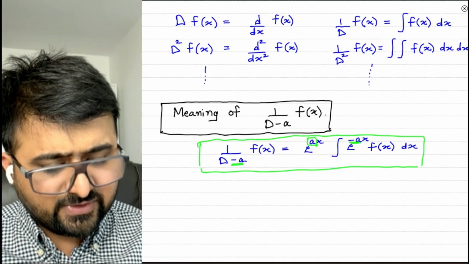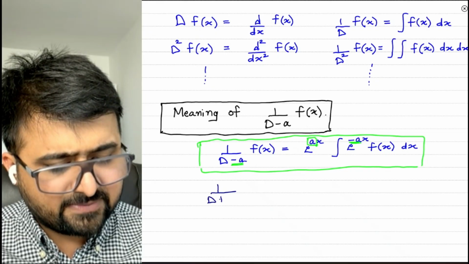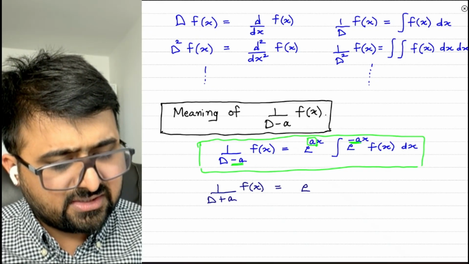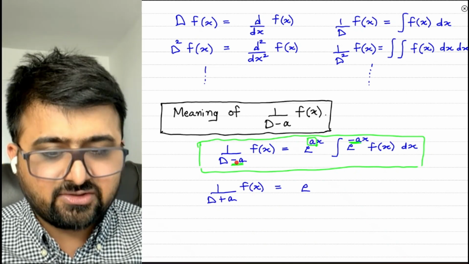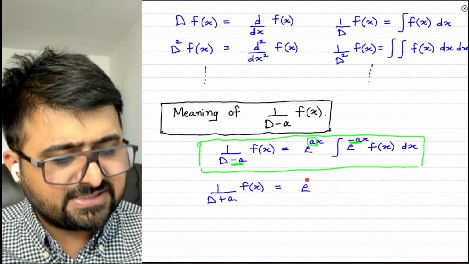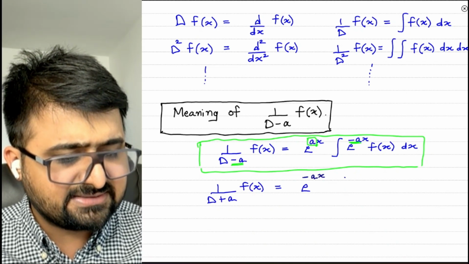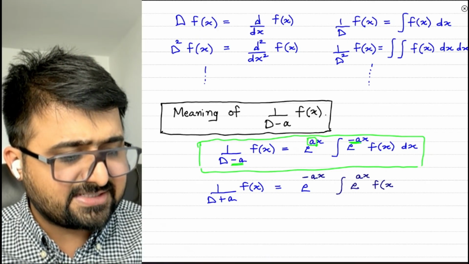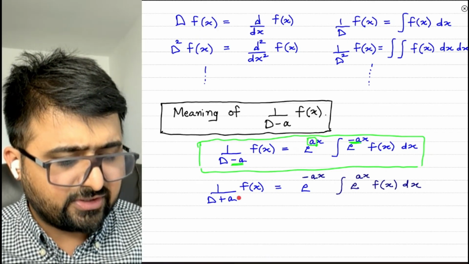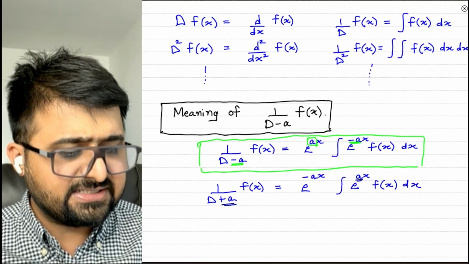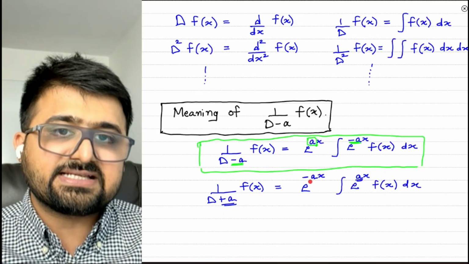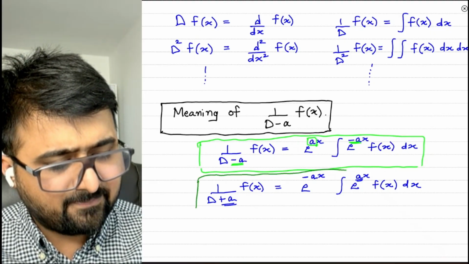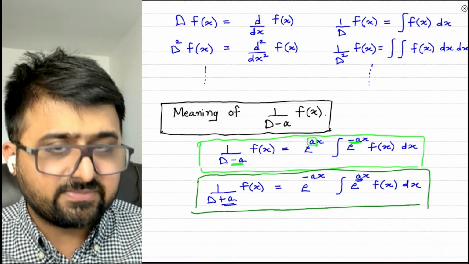All right, if it was 1 upon D plus a of f(x), can you guess what that would be? You just change the sign. If it is plus a over here, it will be e to the power minus ax, integral of e to the power ax f(x) dx. So whatever sign is here, the same goes inside the integral, but the opposite stays outside the integral. That's the definition of 1 upon D plus a of f(x). I hope that makes sense.